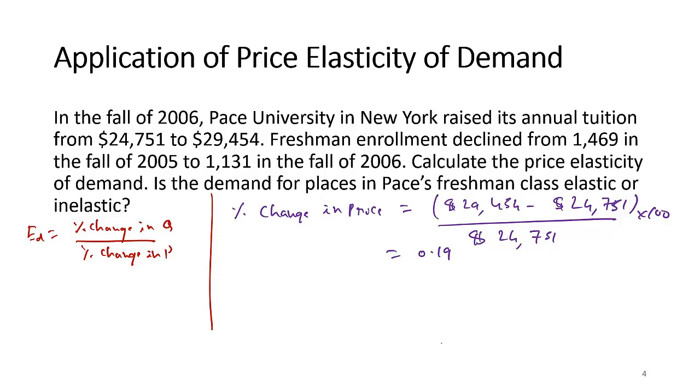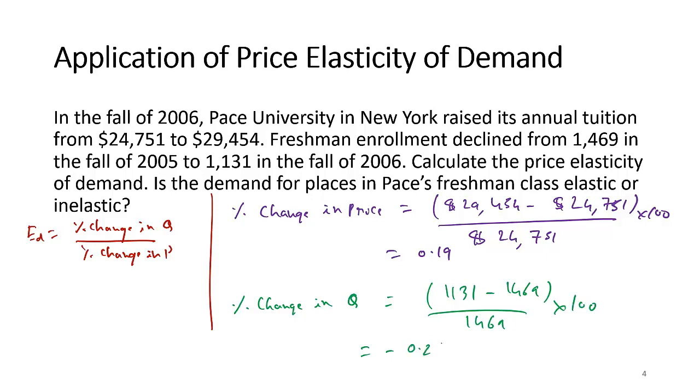Then we'll calculate percentage change in Q, percentage change in quantity, which is the number of students who are willing to buy the product, which is education. So what's the new number now? It is 1131, because fewer people are going to buy it because of the increase in price. What's the old number? The old number is 1469, and you divide by the old times 100. So it gives you negative 0.23.